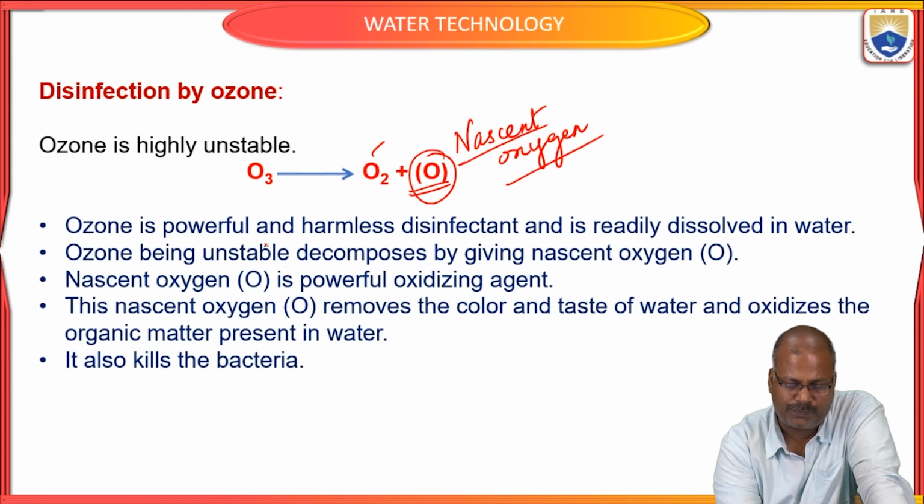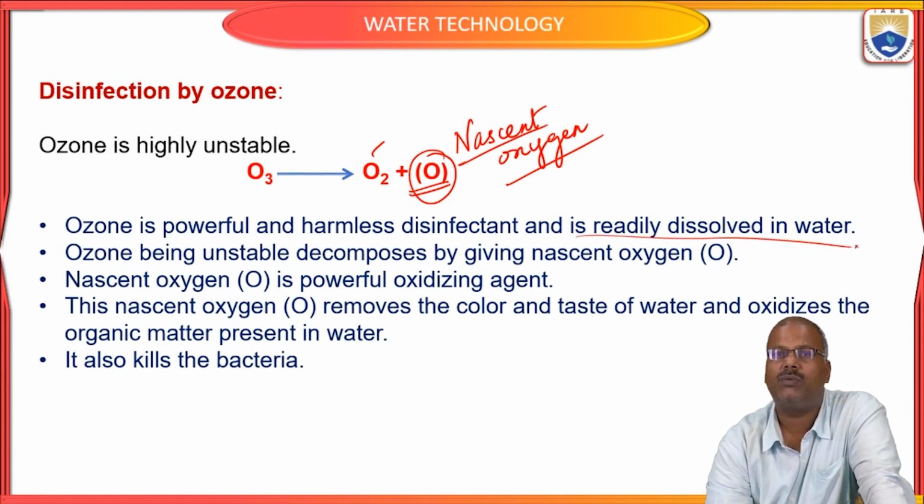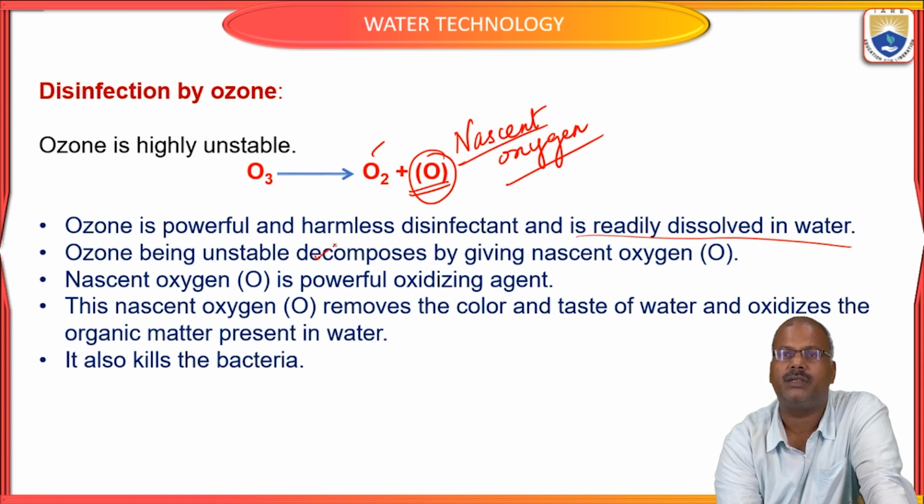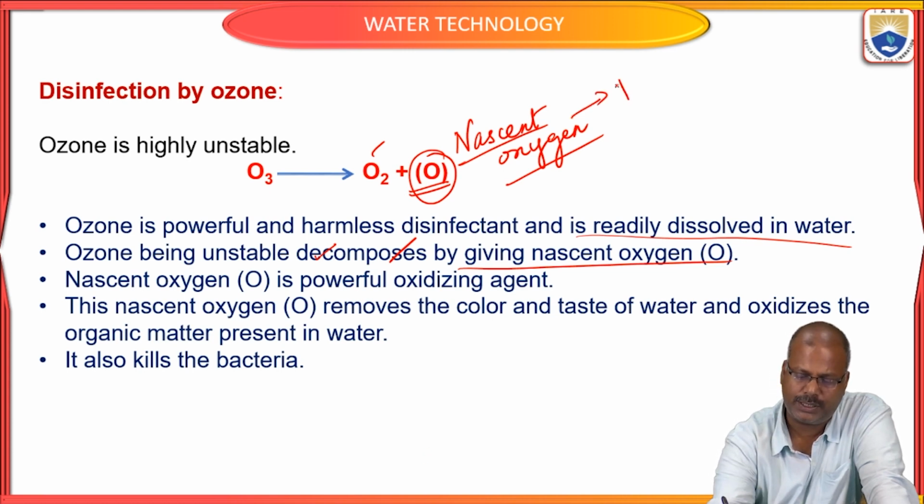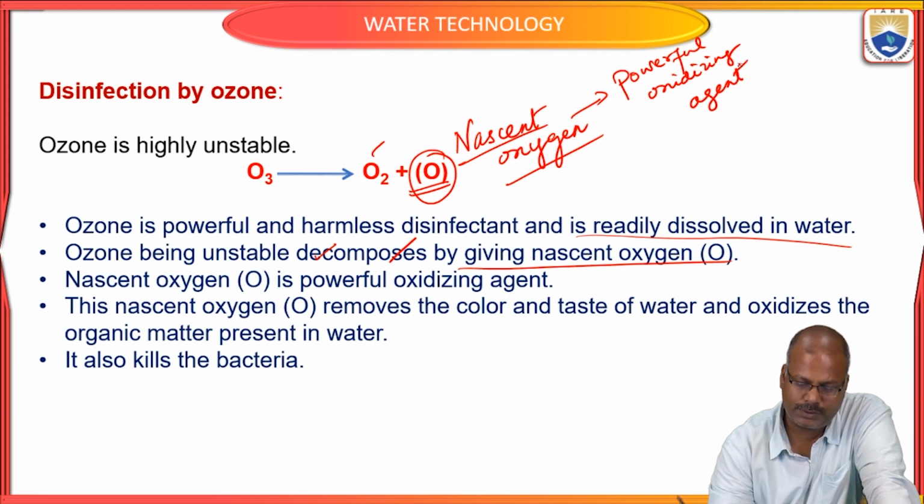So ozone is a powerful and harmless disinfectant and is readily dissolved in water. Ozone is unstable, so it decomposes by giving nascent oxygen. Nascent oxygen is a powerful oxidizing agent.